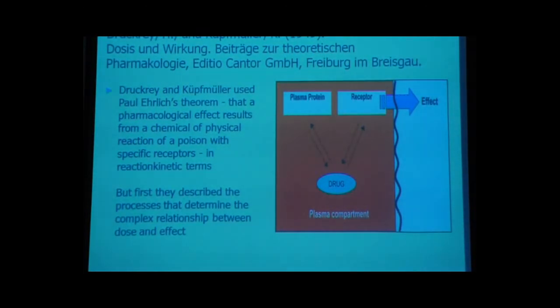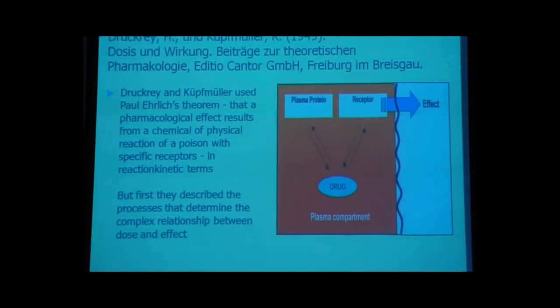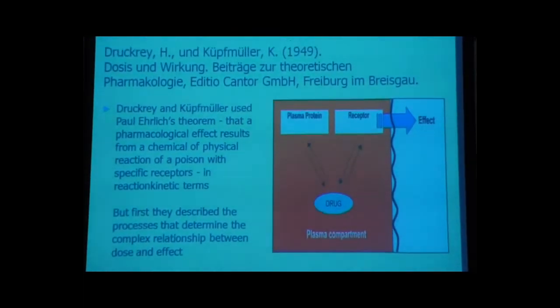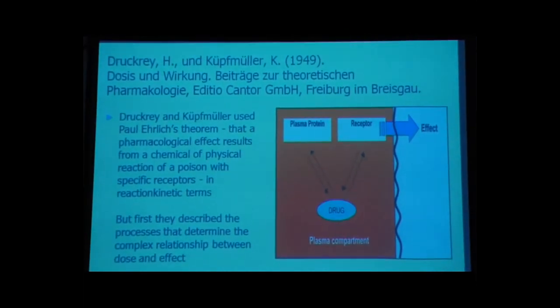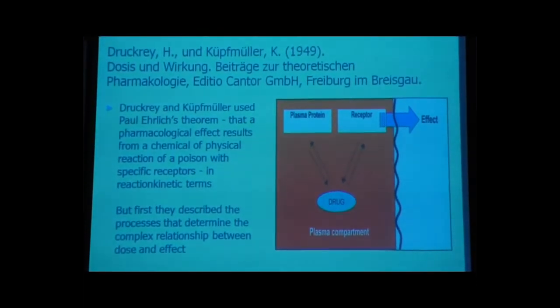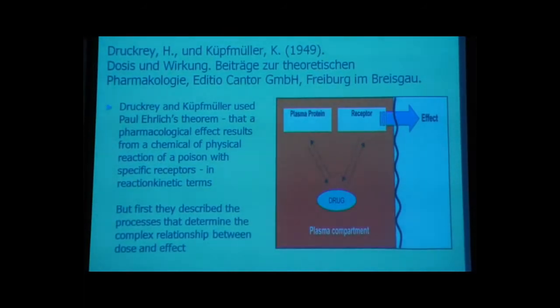Druckrey and Kupfmüller then used Paul Ehrlich's theorem that a pharmacological effect results from a chemical or physical reaction of a poison with specific receptors, in reaction kinetic terms. But first, they described the processes that determine the complex relationship between dose and effect.